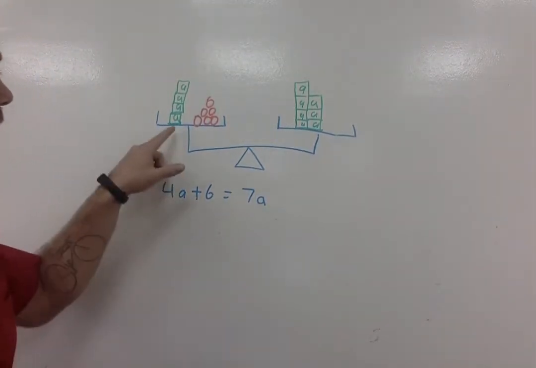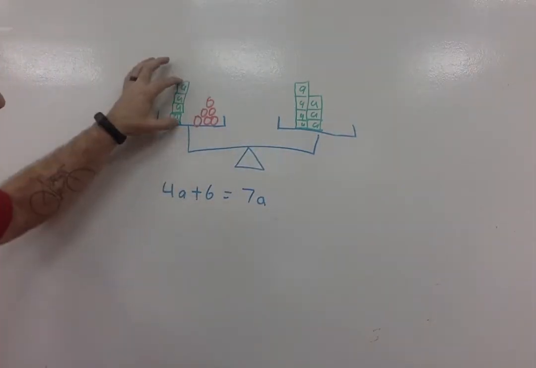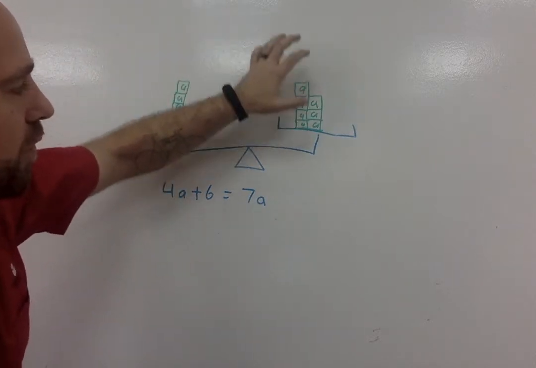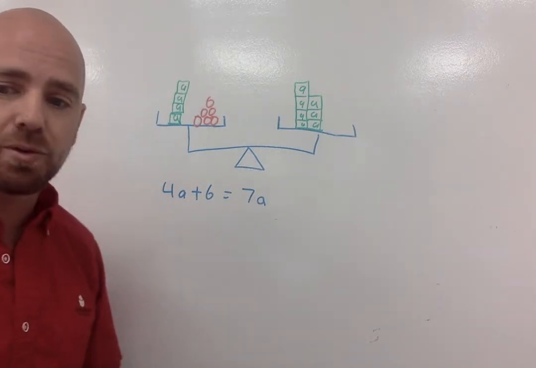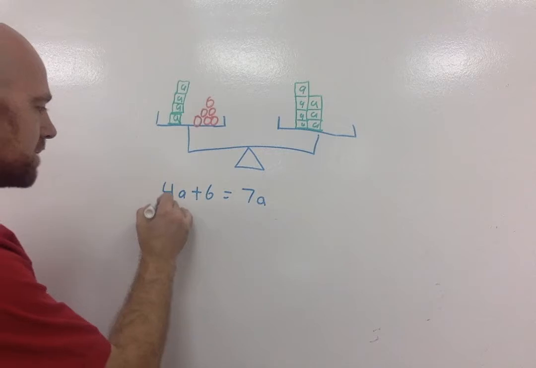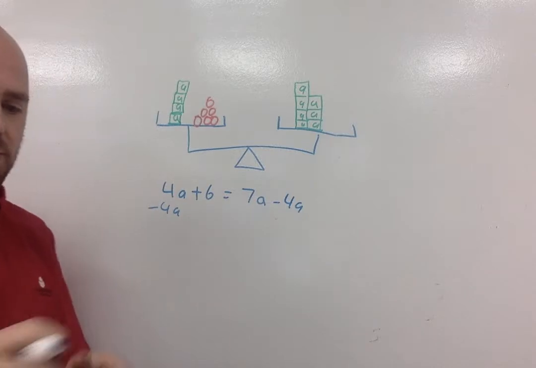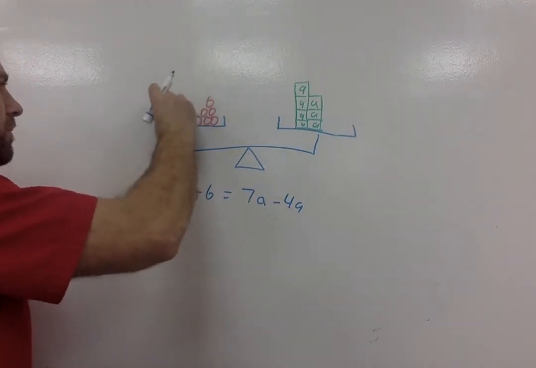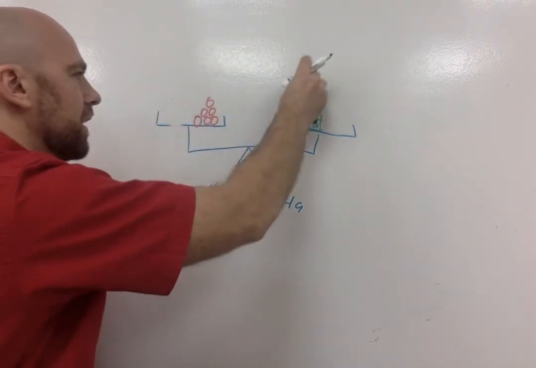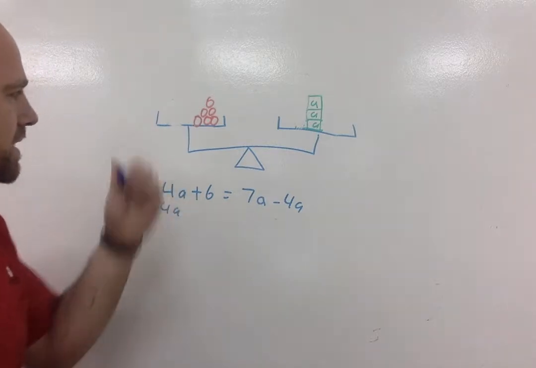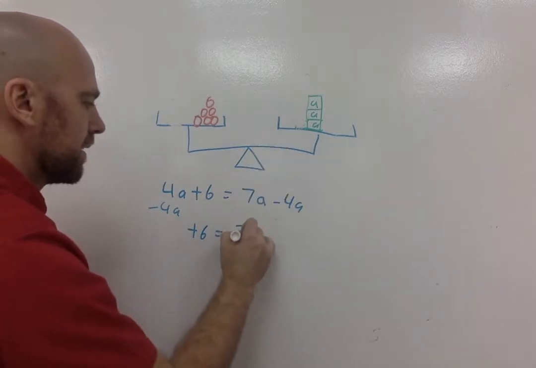So if I have 4a here, and I have 7a over here, and they're currently balanced, if I was to remove this 4a, and I was to remove 4a over here, would they still be balanced? Well, yeah, I'm removing the same amount from both sides. So technically I'm taking 4a away, and I'm taking 4a away. Okay, so let's do that. We've got 4a gone there, and 4a gone there. So what am I left with? As I can see with my balance, I've got positive 6 equals 3a.